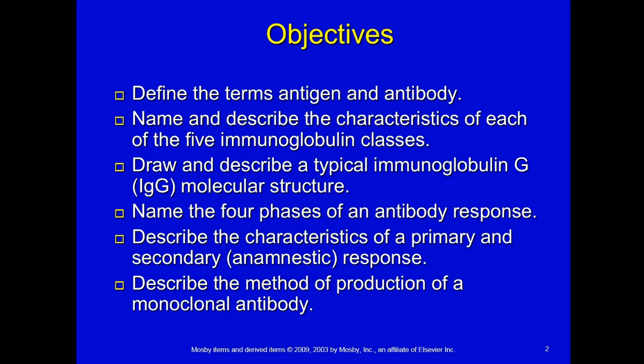We're going to be able to draw and describe a typical immunoglobulin and molecular structure, which you are going to be doing in Lab Week 2 as well. We're going to name the 4 phases of an antibody response, describe a primary and secondary or amnestic response, and also describe the method of production of a monoclonal antibody.